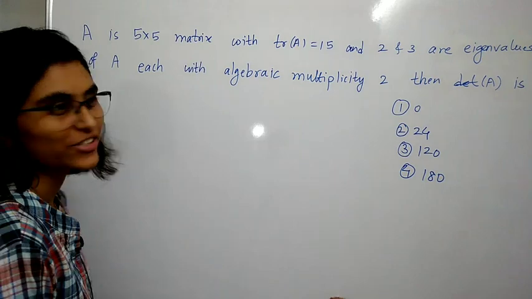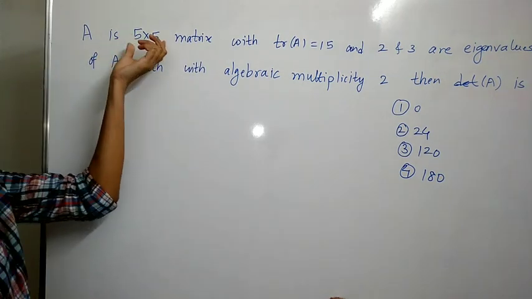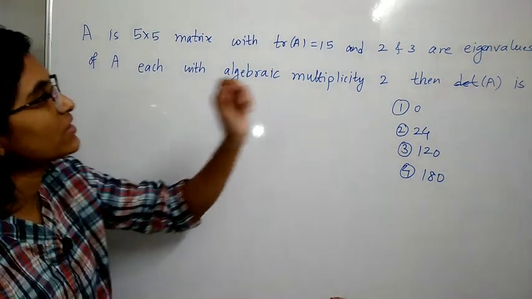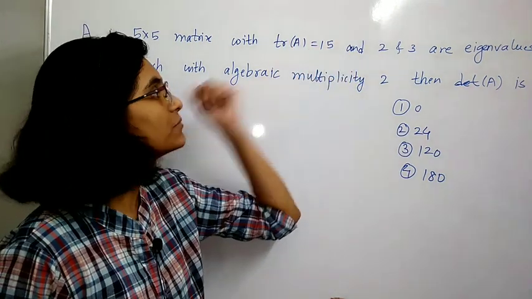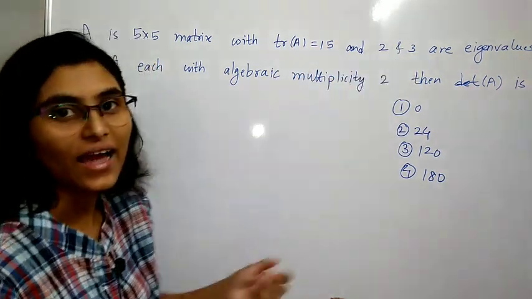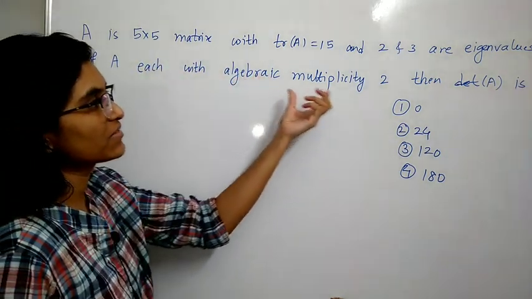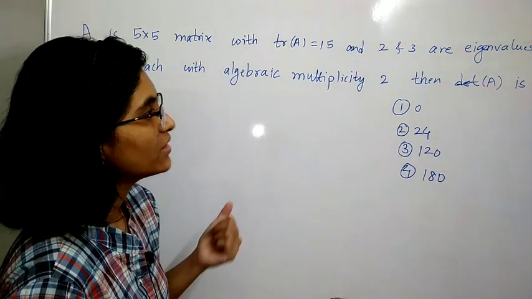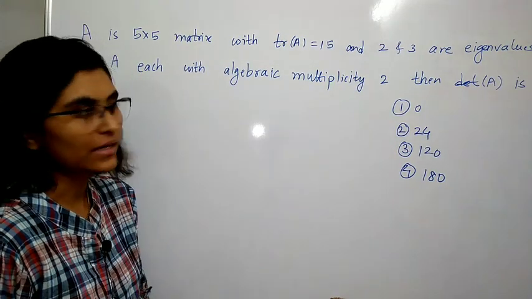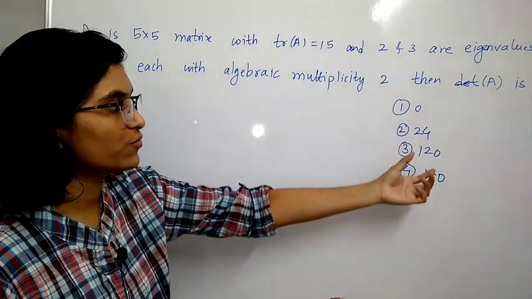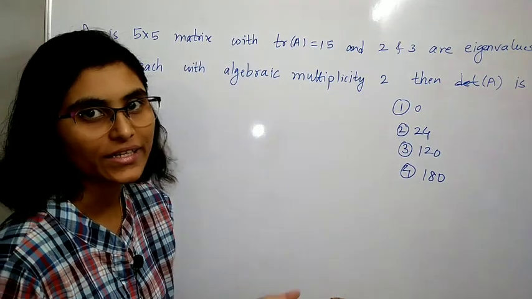Let us solve the next question. We are given a 5 by 5 matrix A with trace equal to 15, and 2 and 3 are eigenvalues of this matrix with algebraic multiplicity 2. Then what is the determinant of A? Is it 0, 24, 120 or 180?